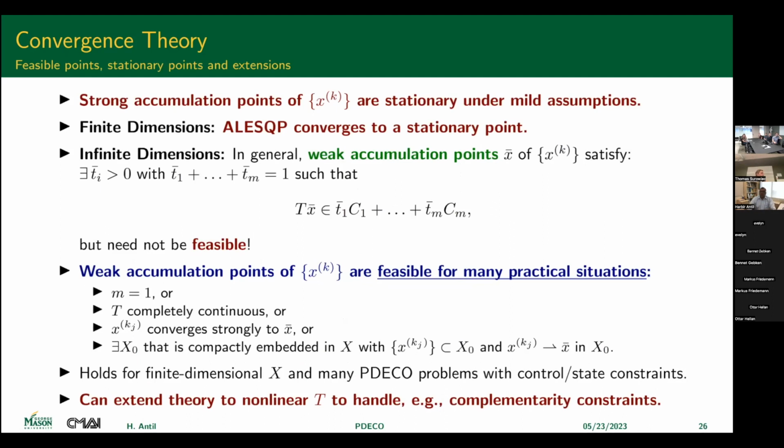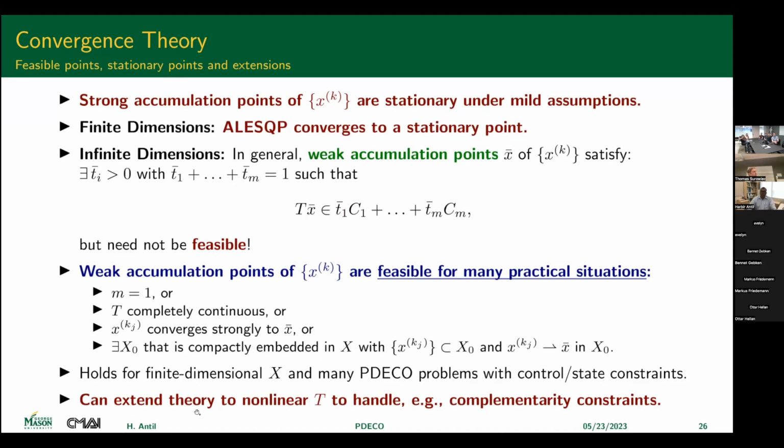But in a more specific scenario, what we can show is that our strong accumulation points are stationary. But in PDE optimization problems, you may not be able to guarantee strong accumulation points always. You can only have access to weak accumulation points in general. However, this method immediately converges in finite dimensions. In case of weak accumulation points, in many scenarios which are more realistic, that is, if you have one penalty or this map that I introduced, T, is completely continuous, maps weak topology to the strong topology. And this is the case in many of the PDE optimization examples, so we can show that weak accumulation points are feasible.